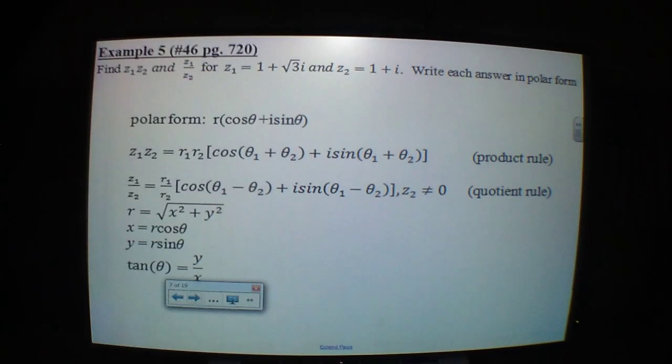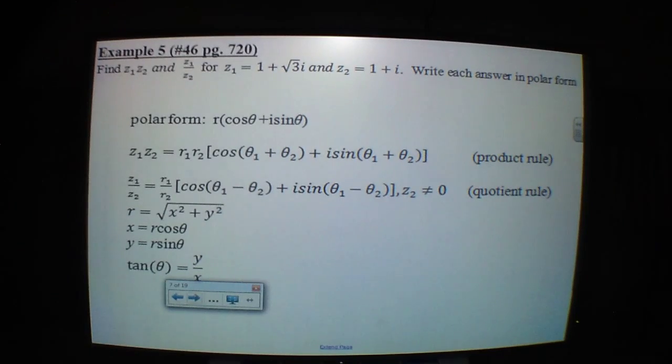Next one, find z sub 1 z sub 2, and z sub 1 over z sub 2. It gives you z sub 1 equaling 1 plus square root of 3 times i, and z sub 2 is 1 plus i. Write each answer in polar form. And the polar form, remember, is r times the quantity cosine of theta plus i sine of theta.